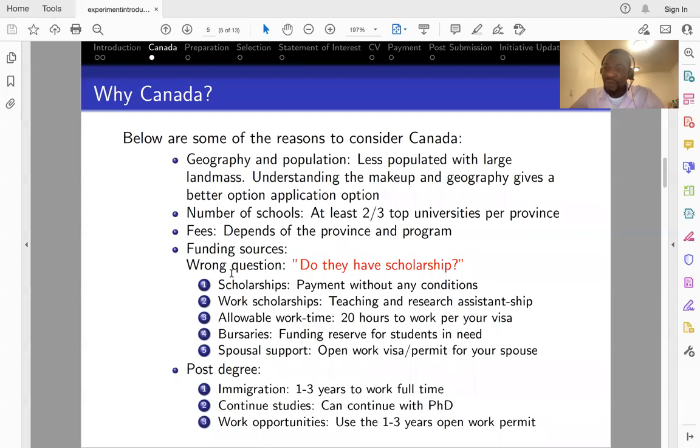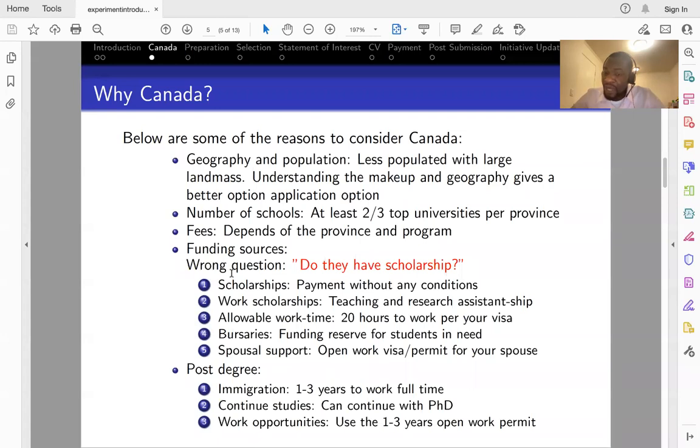In terms of the funding, one thing I mostly come across is individuals come to me and say, hey, do they have scholarships? I think that's the wrong question to ask. Because scholarship, from my understanding of the one asking, is something they would just give you right away, you come start your program, and at the end of the day you are done. No, that's not how it works. So you probably want to strategize in terms of the financial support or the funding sources that come your way.